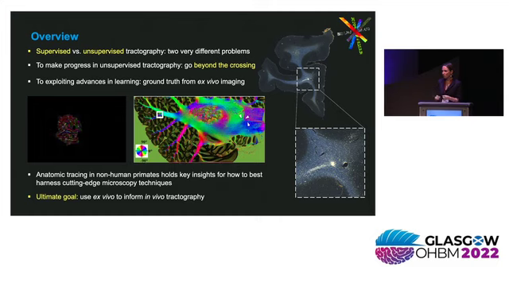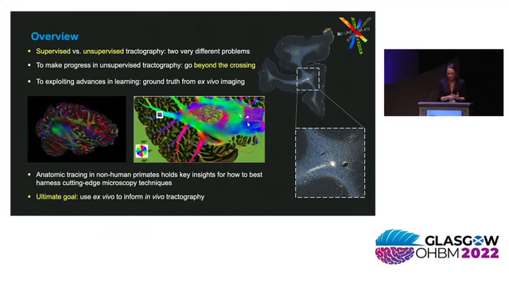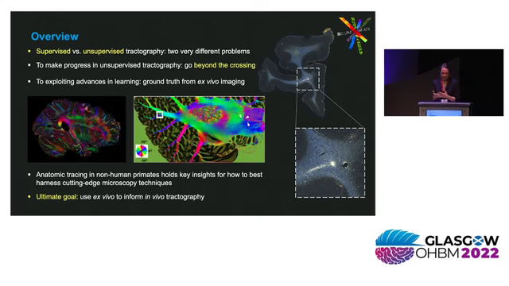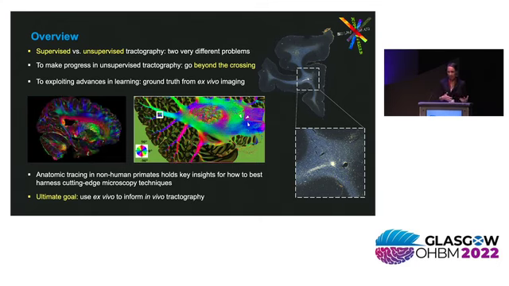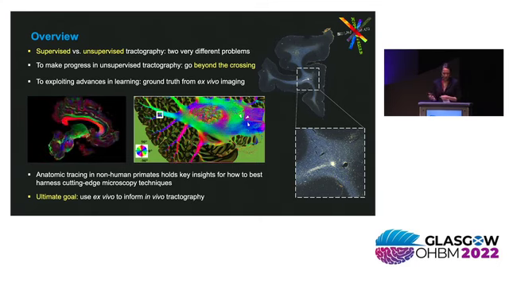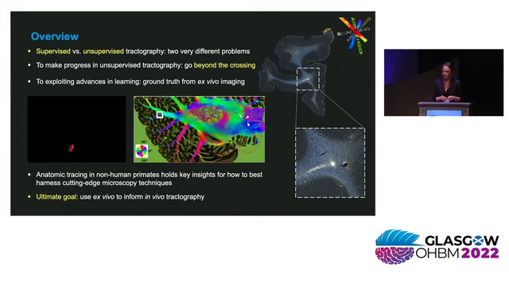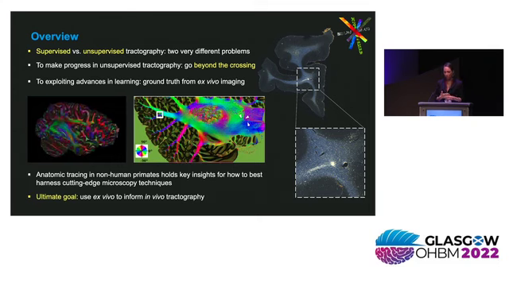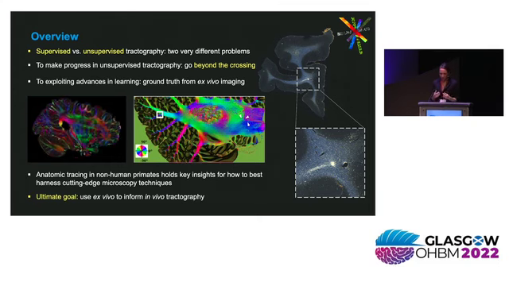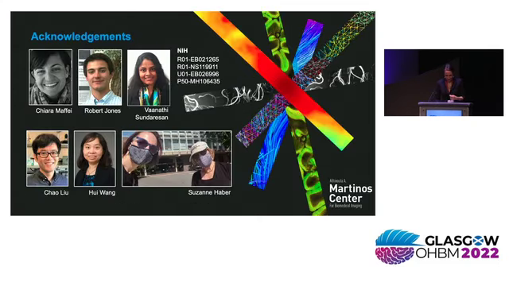And ex vivo imaging is the perfect source for that. From anatomic tracing in non-human primates, we get key insights for how to best harness these newer modern microscopy techniques like PSOCT that I showed here and others. And our ultimate goal going forward is to use the ex vivo data to inform and improve our methods for in vivo tractography.